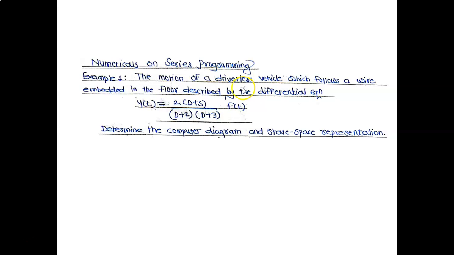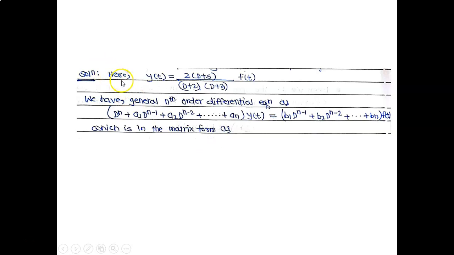The motion of a driverless vehicle which follows a wire embedded in the floor is described by the differential equation y(t) is equal to 2 into (D plus 5) divided by (D plus 2) into (D plus 3) into f(t). Determine the computer diagram and state space representation. Now solution: y(t) is equal to 2 into (D plus 5) divided by (D plus 2) into (D plus 3) into f(t).